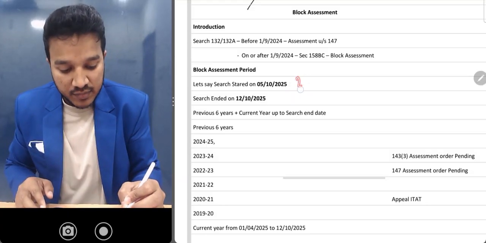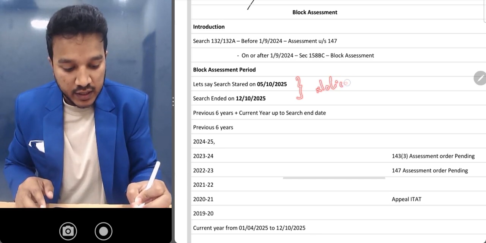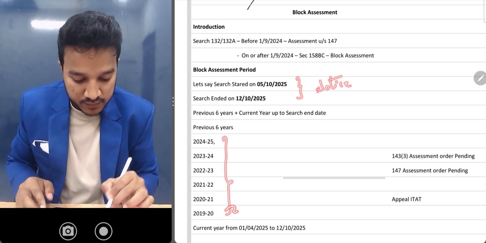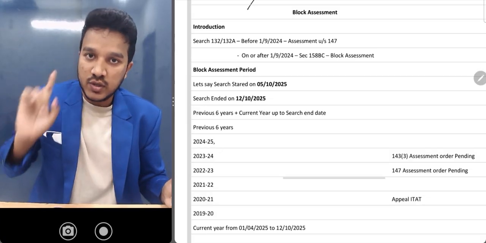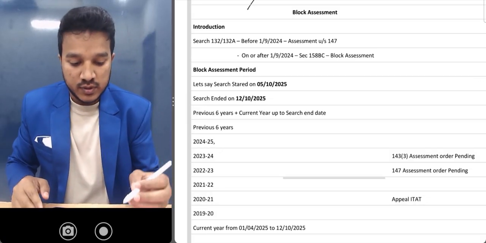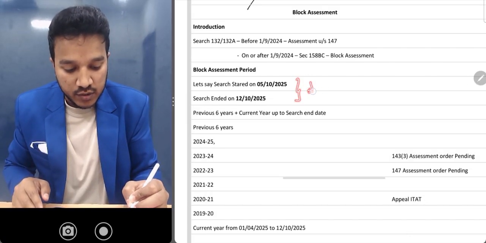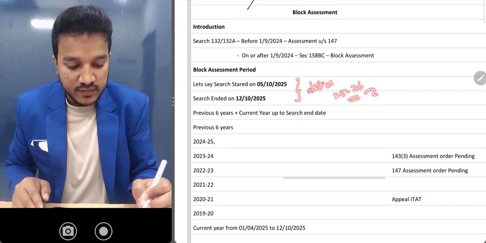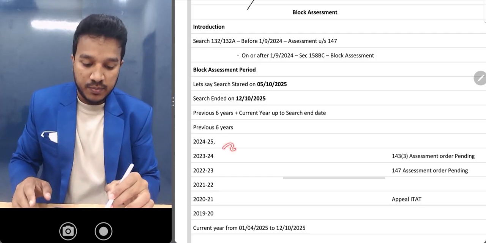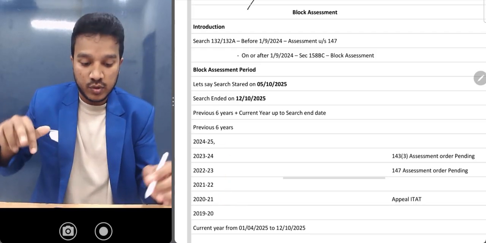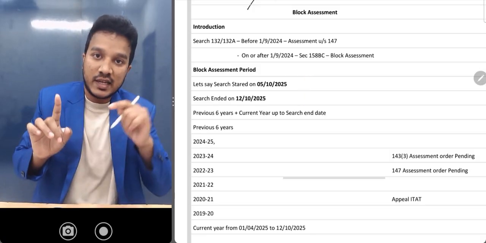Okay, if at that time you got a notice about the previous years, that will also abate. Suppose now, important, you got a notice for the current year 25-26, in that case it will not abate, this will continue. If the notice is about the previous years, that will abate. If the notice is about the current year, that will not abate, that will continue.